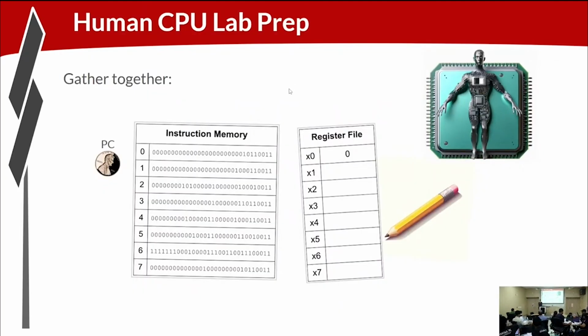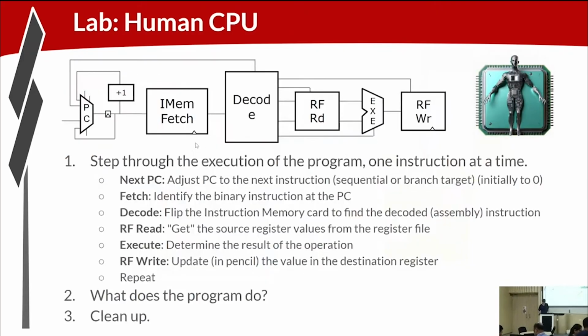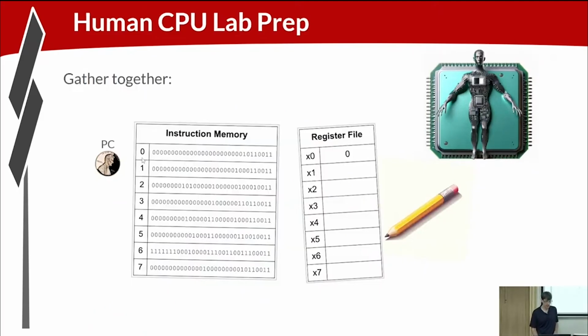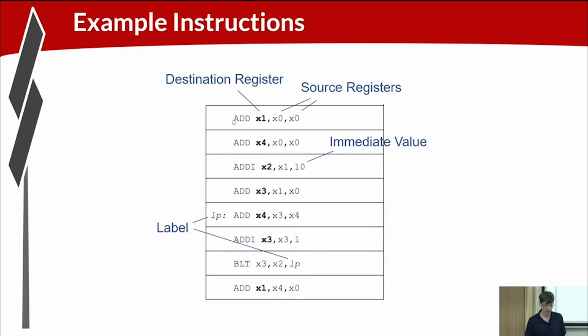So just to step through this in case anybody is having trouble getting started, right? You are the CPU, so you're going to do these steps. The first one is next PC. For the first instruction, that's just setting the PC to 0. You're going to fetch the instruction. Here's the instruction. You're going to decode the instruction, which means interpret these bits, which we're going to do just by looking at the opposite side of the card, which has the decoded instruction, which in this case is this one here. This is an add.